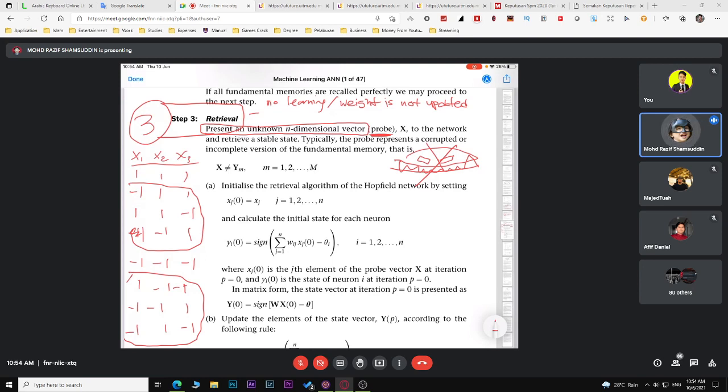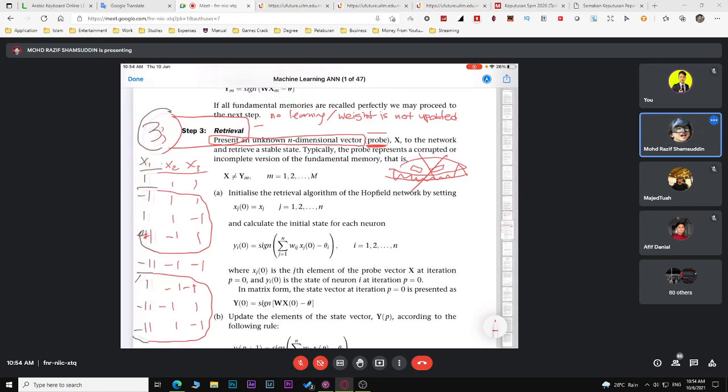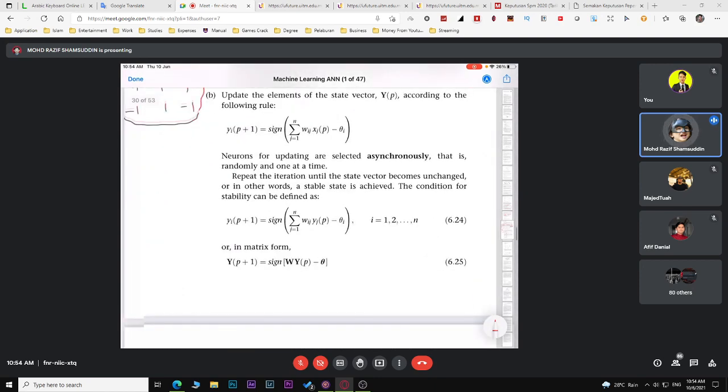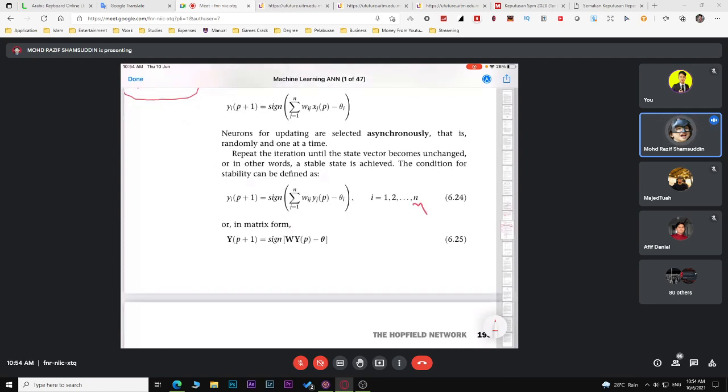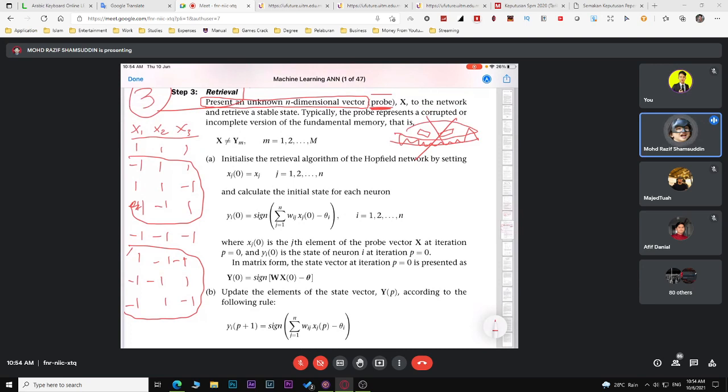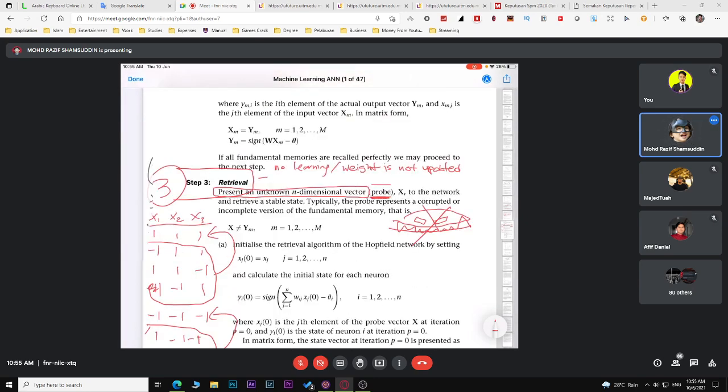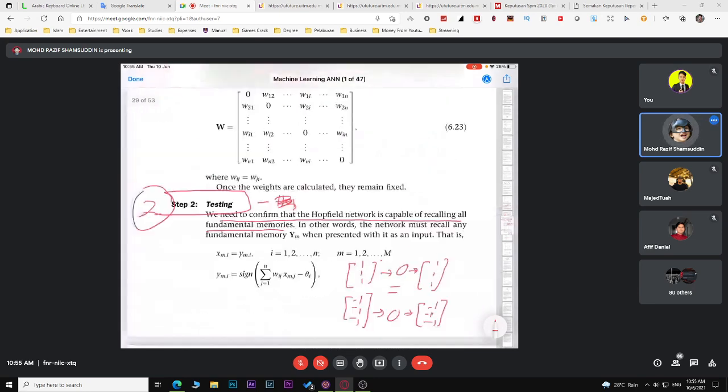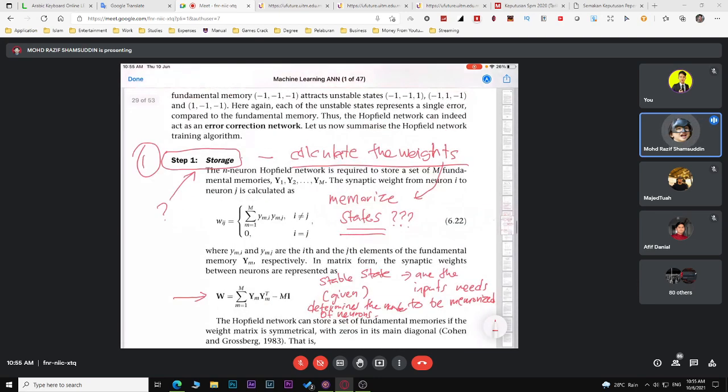Okay. So this vector will become a probe. And will be fed to the Hopfield network to test ataupun to retrieve the fundamental memory. So all these unknown vector akan converge to this state. Alright, yang ini akan converge to state yang ini, which is the stable state. Yang ini yang kita memorize tadi tu lah.